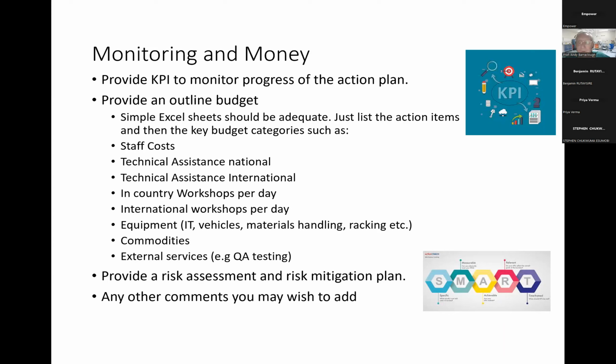Then I need a risk assessment and risk mitigation. What's the risk something's going to go wrong with my training? Well, not very much. Maybe they don't turn up to the training. Maybe they don't do anything after they've trained. How can I mitigate that? How can I reduce the risk?